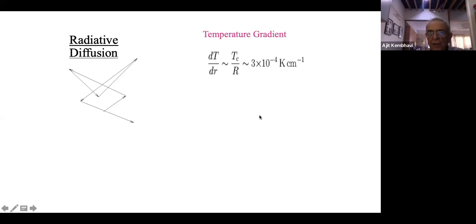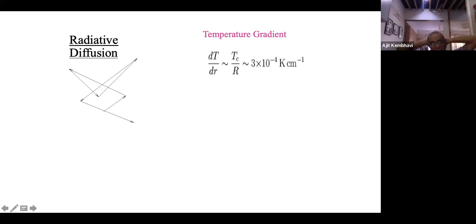And then when it is scattered, it goes in some other direction, and then again it is scattered and goes in some other direction. And what we want to know is the mean free path, which means the average distance between two scatterings. Before I come to that, let us look at what would be the temperature gradient.